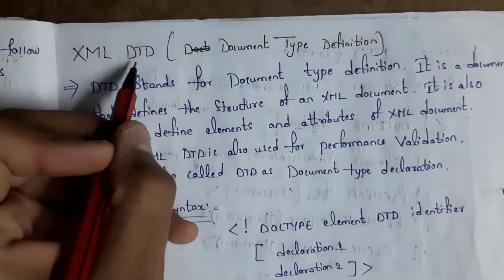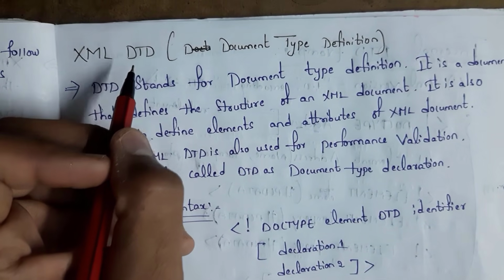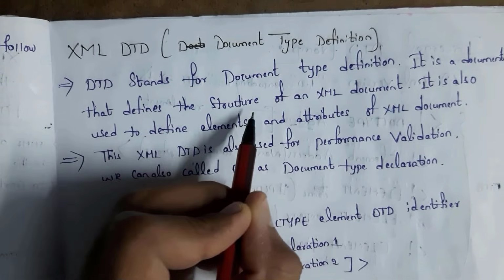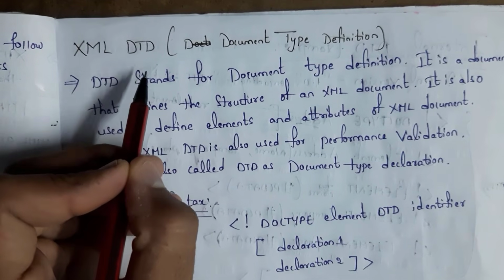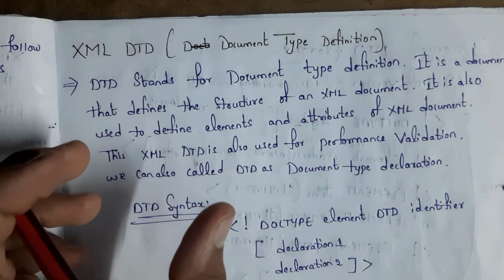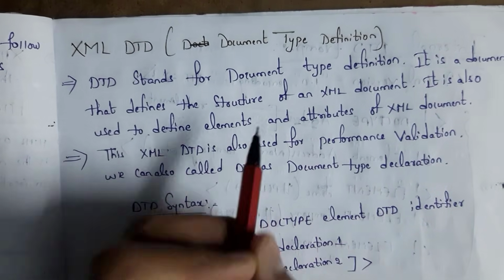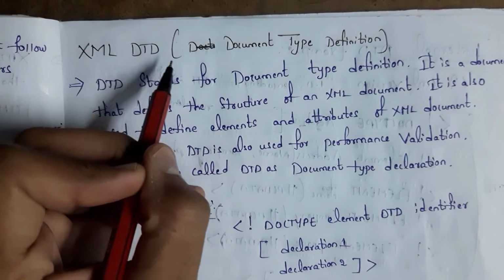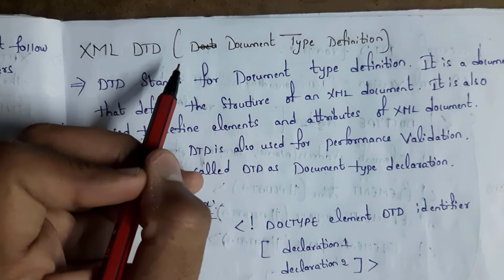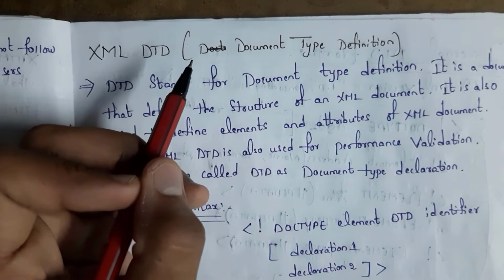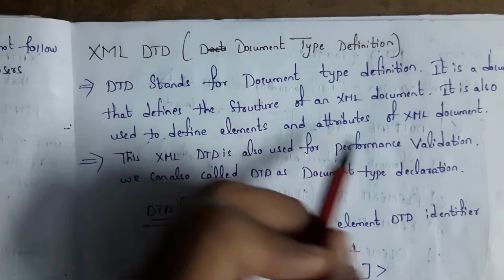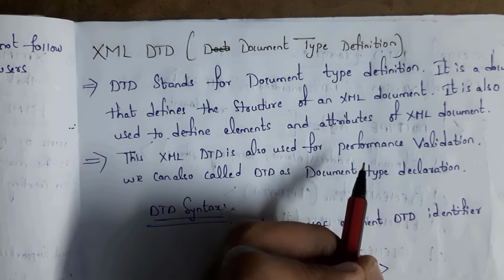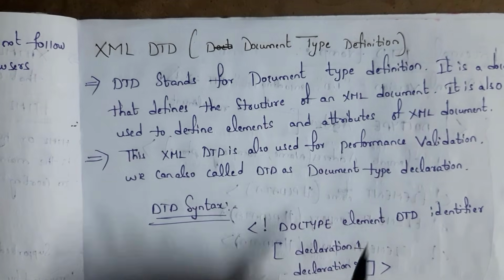Topic is XML DTD. DTD stands for document type definition. XML DTD is a document that is used to represent the structure of an XML document. The main use of this XML DTD is to represent the structure of an XML document, and it is also used to represent elements and attributes of an XML document. These are the two uses of XML DTD. We can also call this XML DTD, that is document type definition, as document type declaration. It is also used to perform validation, that is, in order to validate the performance, we use this XML DTD.